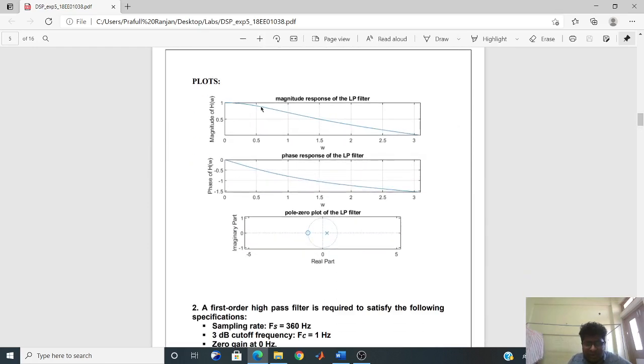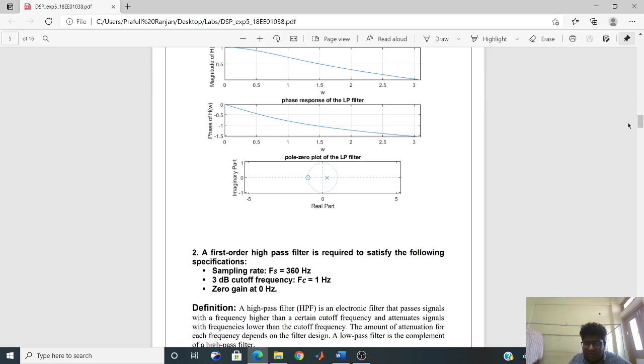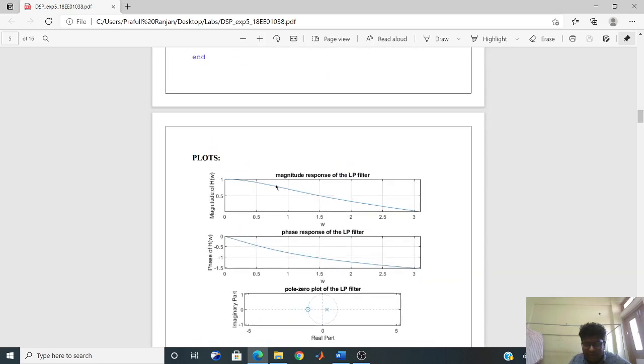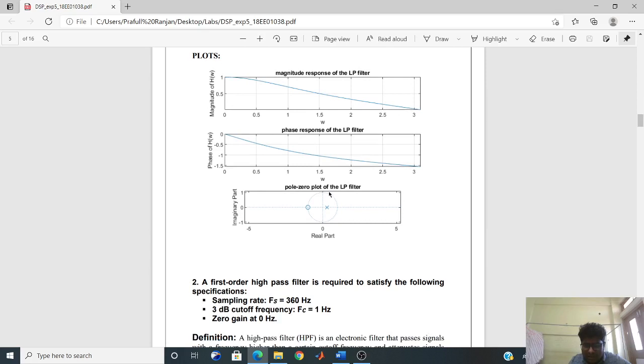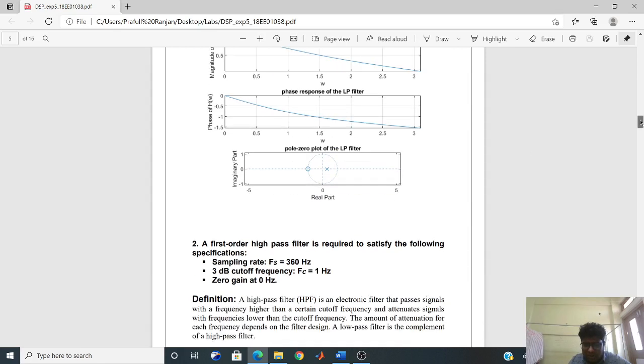Here we can see that the magnitude response of the low pass filter is attenuating after some point. Let's put the cutoff at 3 dB. After this frequency, the response should go toward 0, and we can see that after that it is attenuating. We can choose any cutoff frequency, and after that it will attenuate. In the initial low frequencies it is giving magnitude one, and after that it is decreasing. And this is the phase response of the LP filter. As it is a first order low pass filter, there is one pole and one zero.